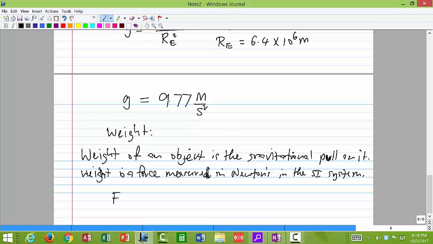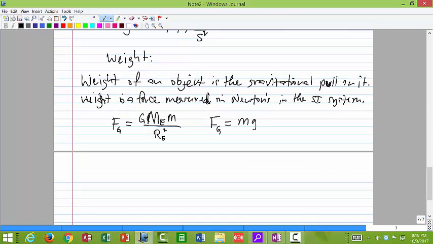So we know that the gravitational force on an object, Fg, is given by G m1. So let's say the gravitational force between Earth and a certain object is given by this quantity: G, mass of the Earth, mass of the object, divided by the radius of the Earth squared. And we know that this gravitational force is just equal to the weight of the object, mg. Okay, that's what we saw previously. So we should be able to calculate the weight of an object by just knowing the gravitational force on it. Before we do that, let's look at how we measure weight.